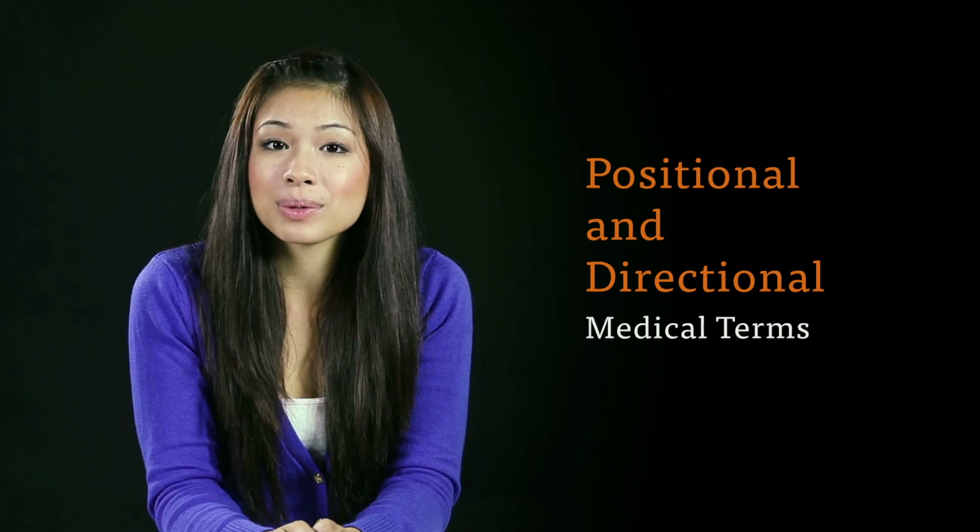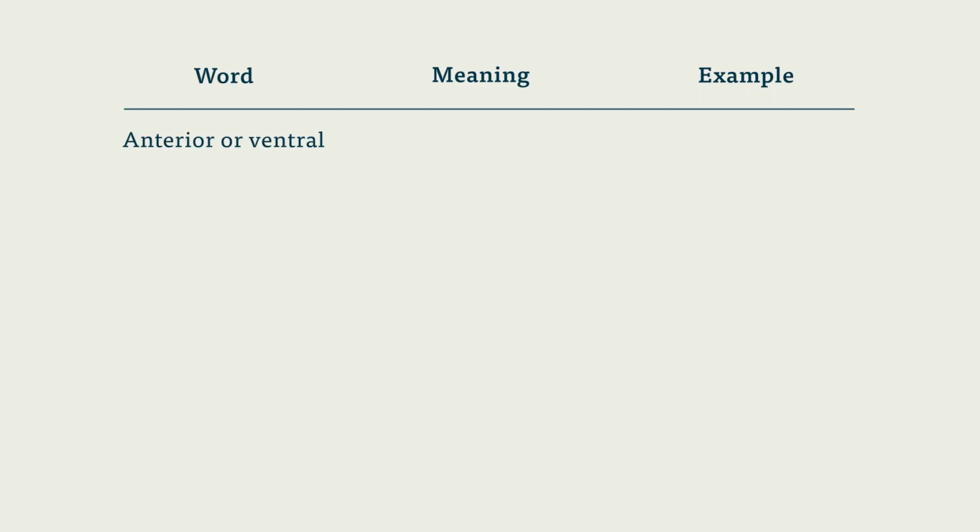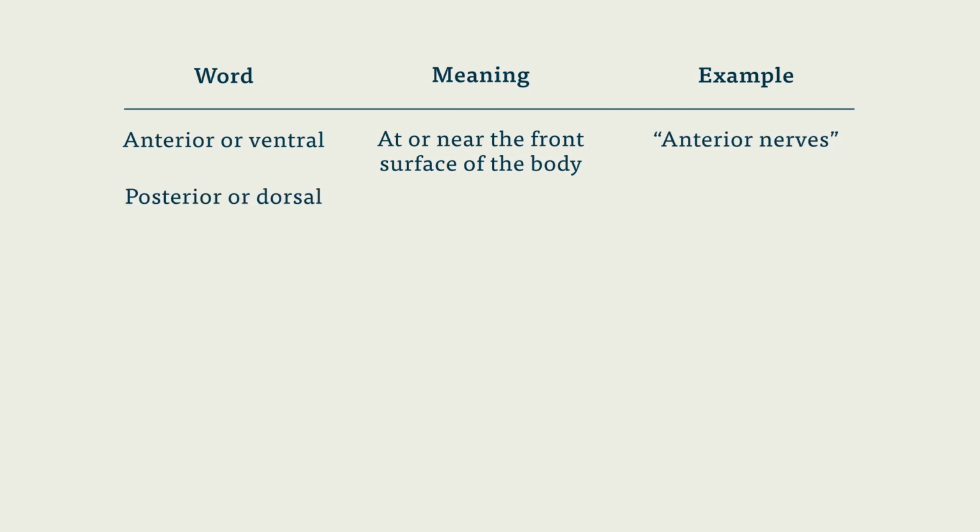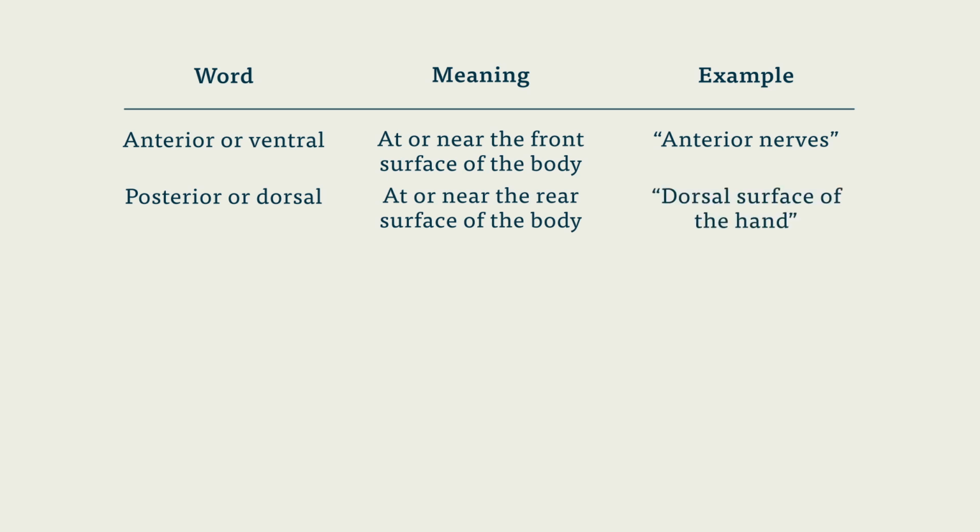There are also a number of positional and directional medical terms that are not suffixes or prefixes, but are instead standalone words. Here's a short list of some of the most valuable. Anterior or ventral means at or near the front surface of the body. For example, anterior nerves. Posterior or dorsal means at or near the rear surface of the body, used in dorsal surface of the hand. Superior means above.